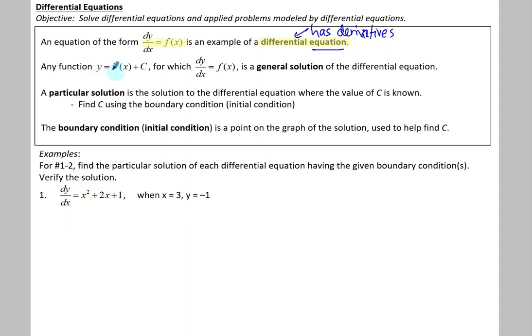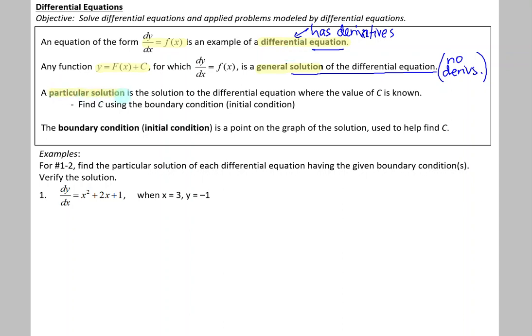Any function y equals capital F of x plus c, for which dy/dx equals f of x, is a general solution of the differential equation. Notice that there are no derivatives in the solution. So when we think of a solution of a differential equation, we think that there are no derivatives left. We've solved it. We've made the differential part of the equation go away.